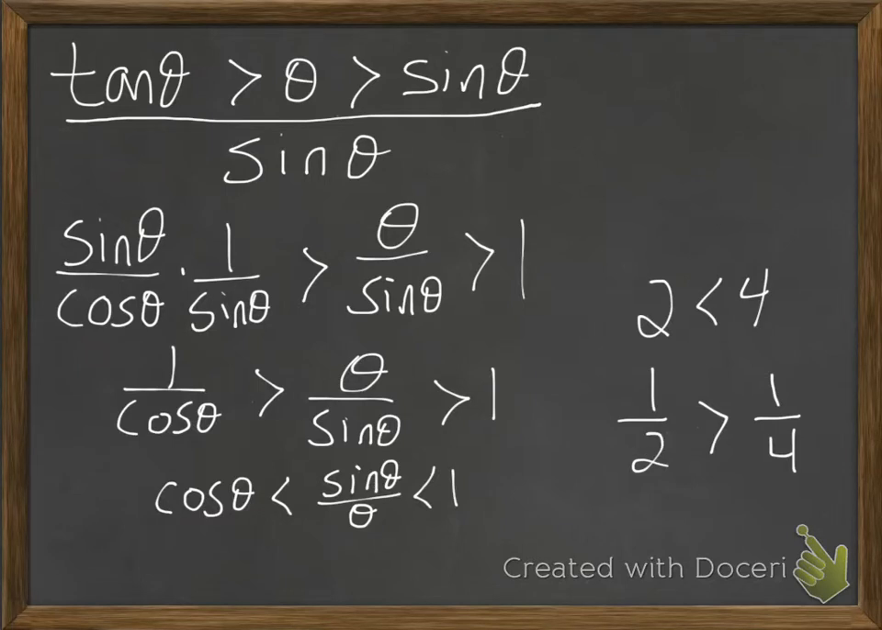Okay, so now we have pinned sine of theta over theta between cosine theta and 1. Now, if only the limit as theta goes to 0 of cosine theta would be 1, and the limit as theta goes to 0 of 1 would be 1, we'd be done. Well, that's quite frankly exactly what happens.